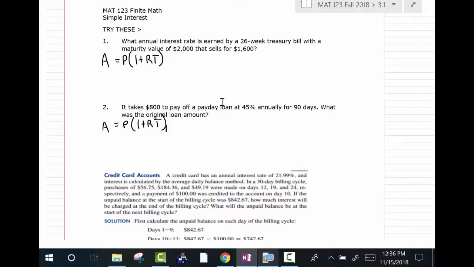Because you'll get 0.5, and then you want to move the decimal to the right two to get 50%. Well, on the right track. Yeah, you're good. See, what you would want to do is go ahead and get the 2,000 divided by 1,600, then minus 1, get that answer, and then divide by 0.5. You're doing it right.